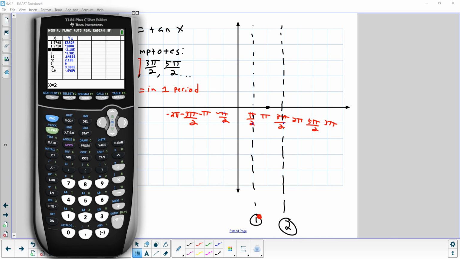Okay, let's try a value that's a little smaller than 3 pi over 2. So let's put in 3 pi over 2. And I want to be just a little smaller, so minus 0.001. I'm up at positive 1,000. Okay, so way up here.